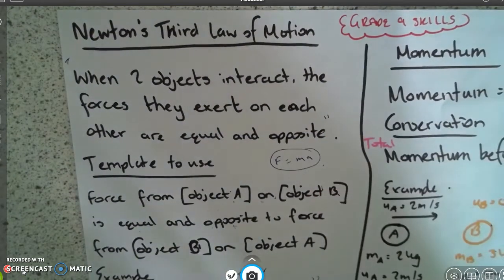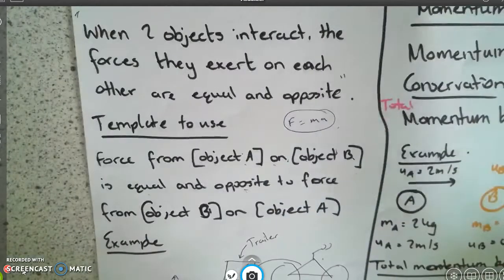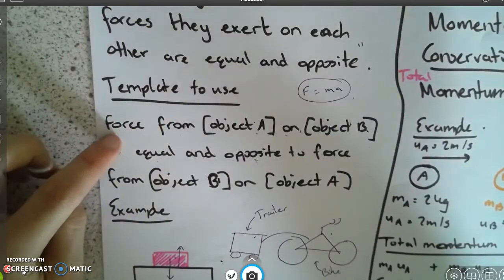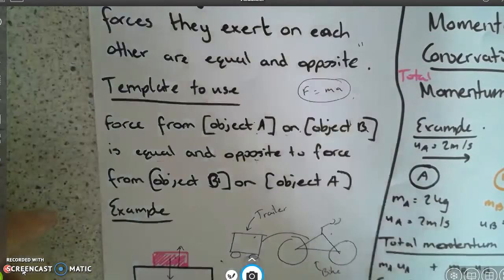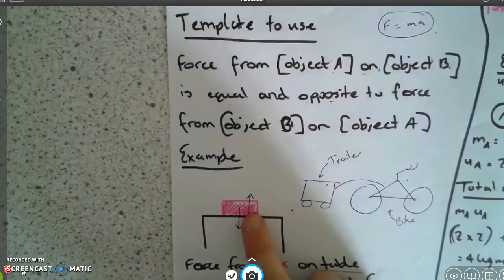Here's what's in your spec, which I don't think is terribly helpful. It says, when two objects interact, the forces they exert on each other are equal and opposite. Now that's absolutely fine, but the template they've actually used in mark schemes, and what I'd like you to use from now on, is this: the force from object A on object B is equal and opposite to the force from object B on object A. So for the scenario they want you to talk about Newton's third law for, just pick out the two objects in there.